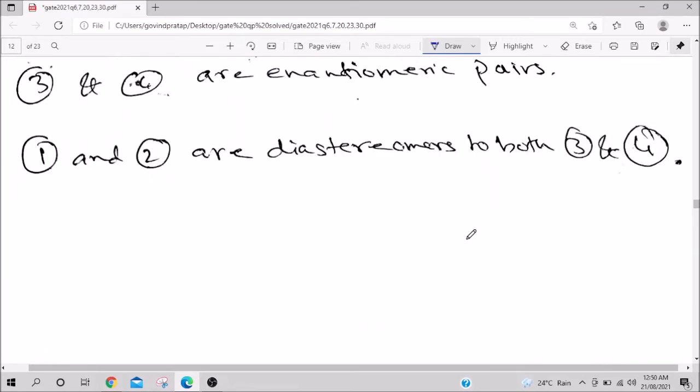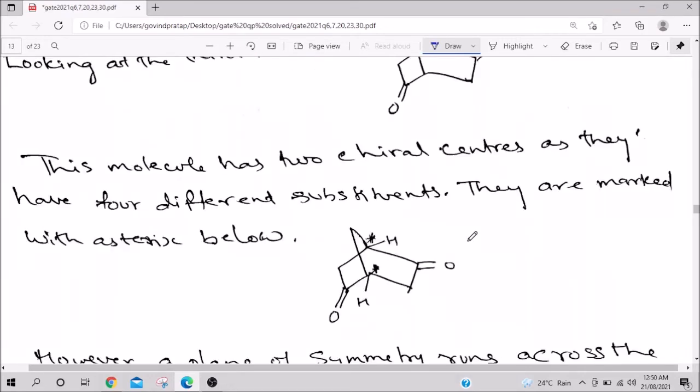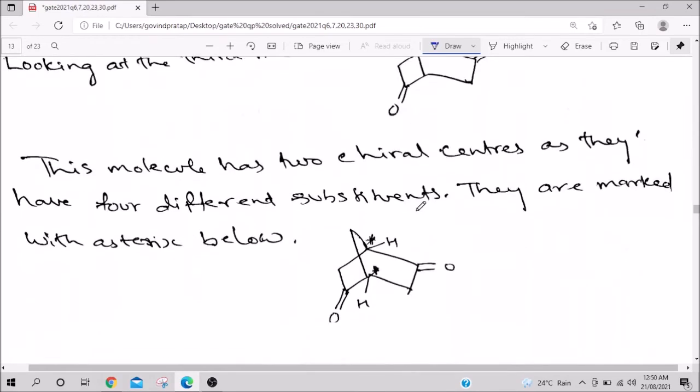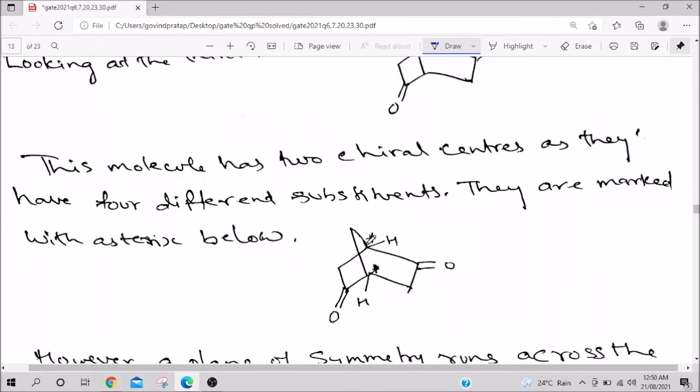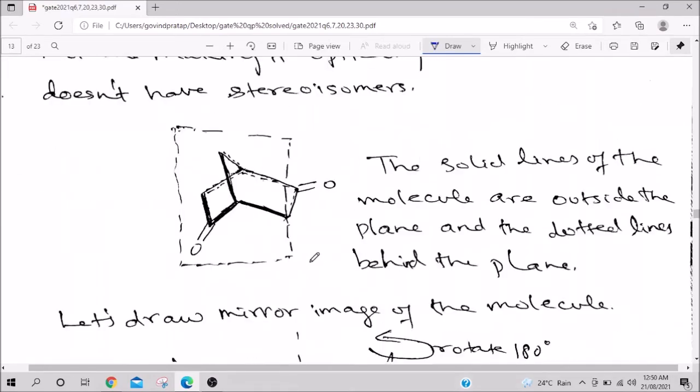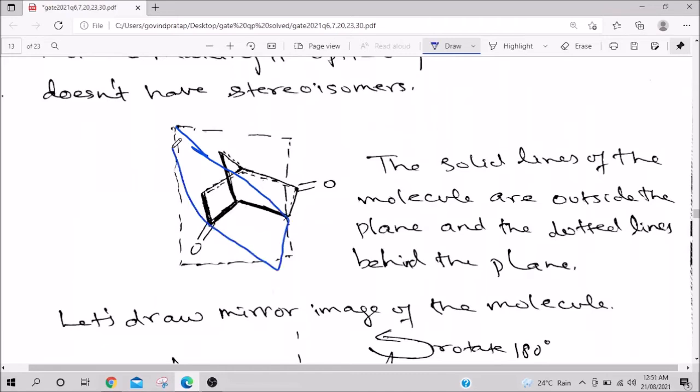Okay. Let's move to the next question, next choice, this one. Now this one has two chiral centers, this carbon has hydrogen, this carbon hydrogen. Now it is a cyclic system, it's locked. Okay, you do not have conformers. And here what happens, actually a plane of symmetry runs through the molecule. So you cannot flip it because you have locked the system. So imagine you are running a plane through this, like this, it is cutting like that.